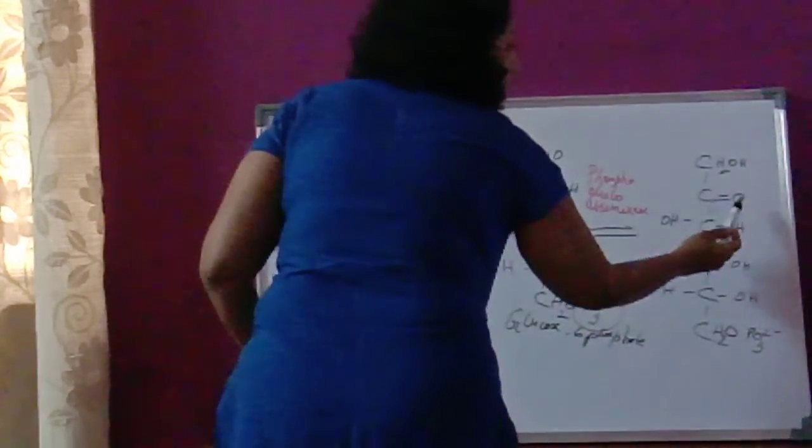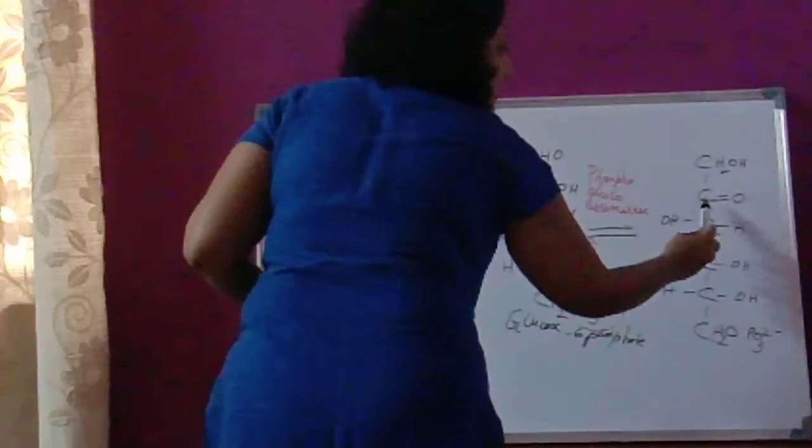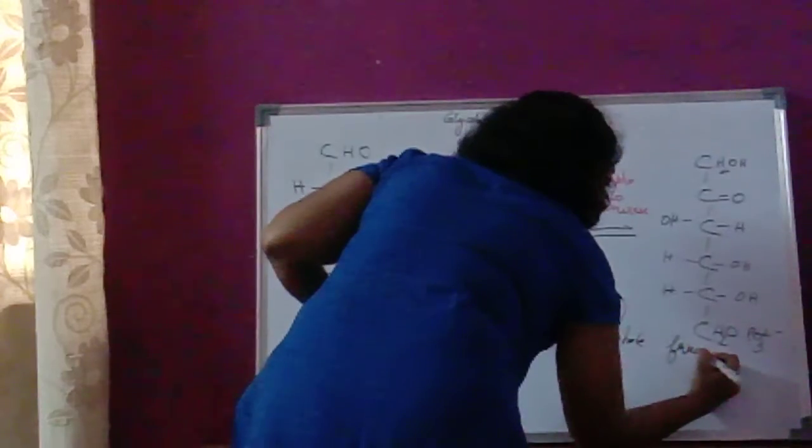So this is the structure formed as fructose 6-phosphate. See here, double bond O, CH2OH, C double bond O. This is the structure of fructose 6-phosphate.